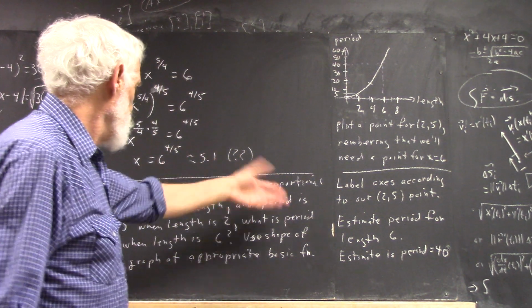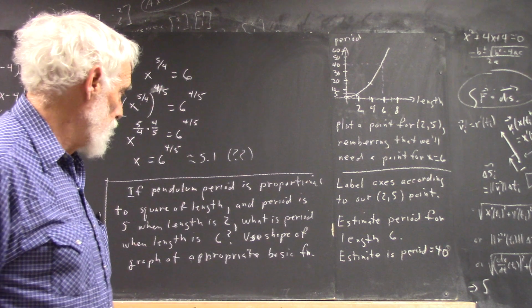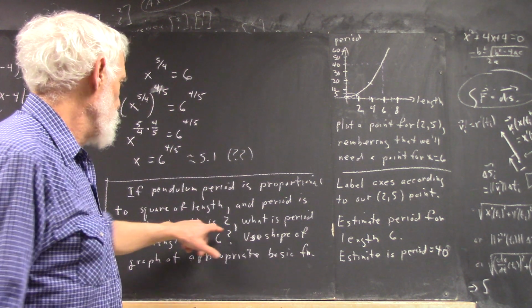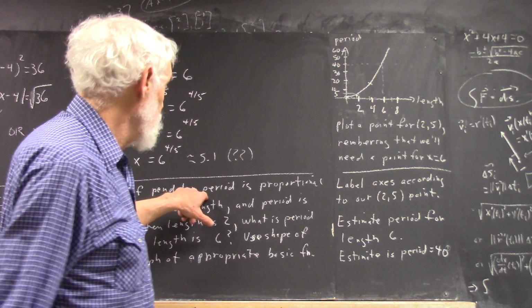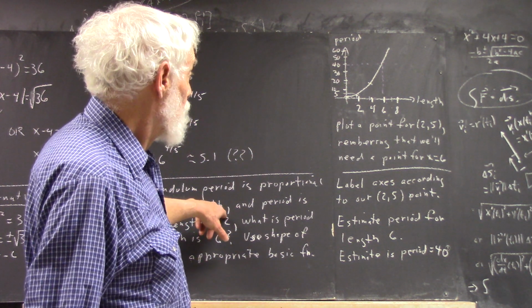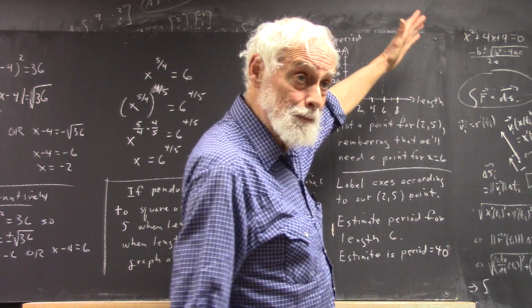Okay, we have this thing where the pendulum period's proportional to the square of the length. Period's 5 when the length is 2. What's the period when length is 6? Obviously, from the proportionality, we're going to want to use the x squared function, create a graph.